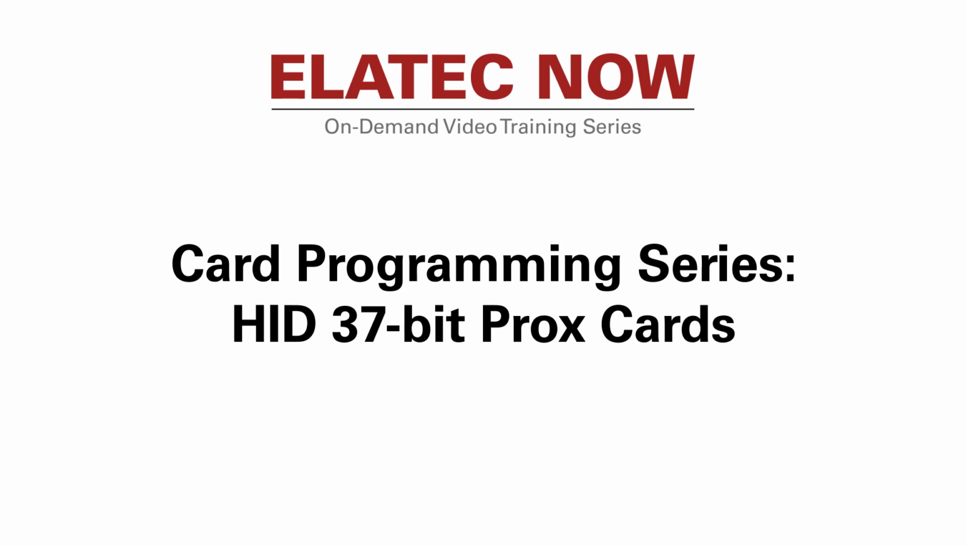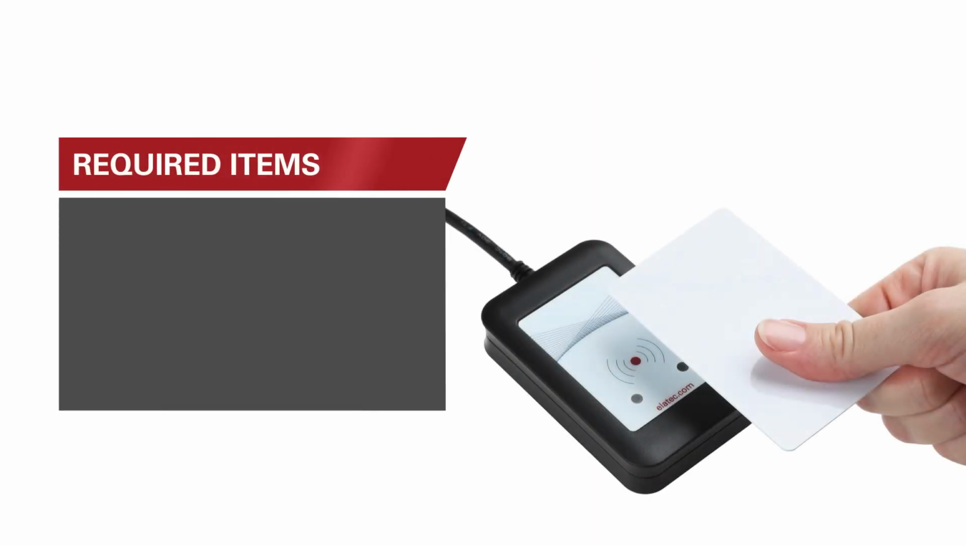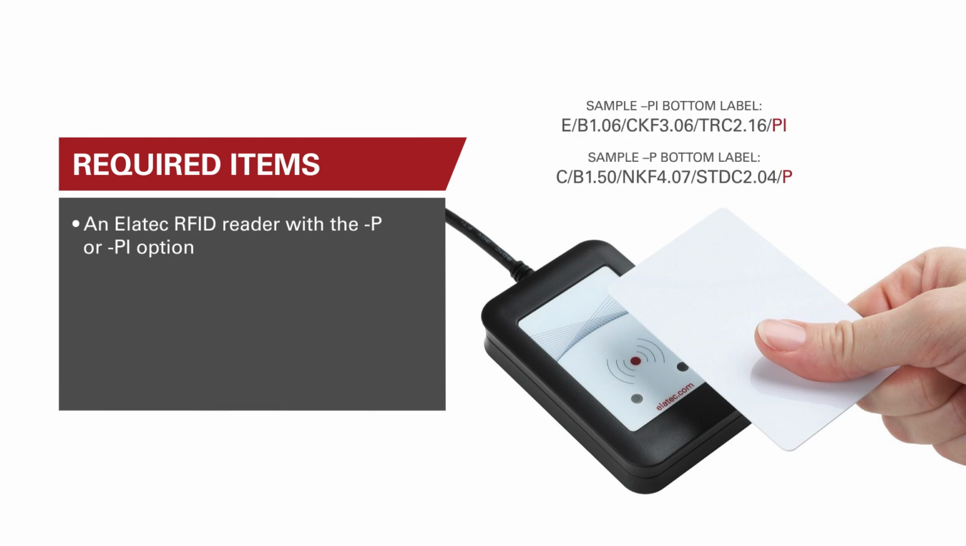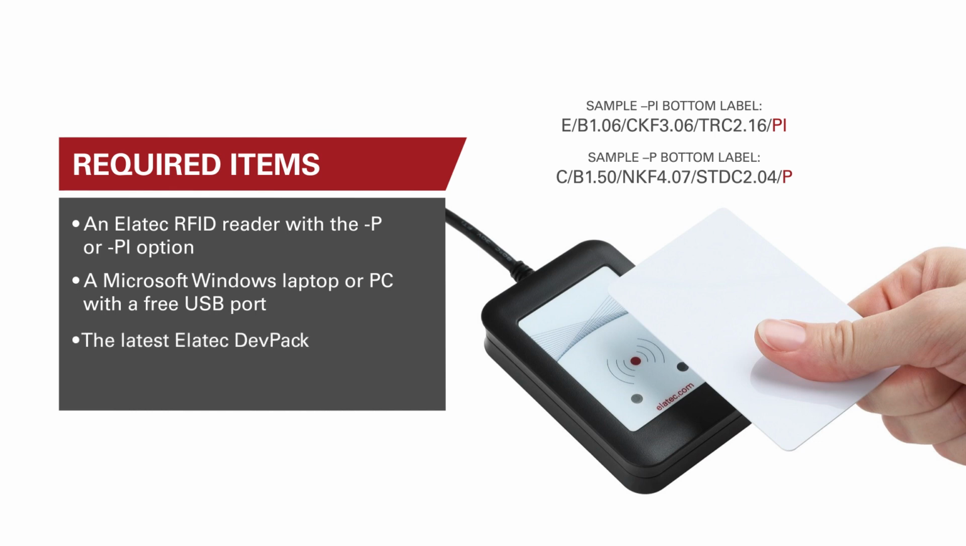In this video, we will demonstrate how to use the App Blaster utility to program an Elatec TWN4 card reader. The required items to follow this training will be an Elatec RFID reader with the -P or -PI option, a Microsoft Windows laptop or PC with a free USB port, the latest Elatec dev pack which can be downloaded at the Elatec website. Please see the link below in the video description. A 37-bit HID RFID card.